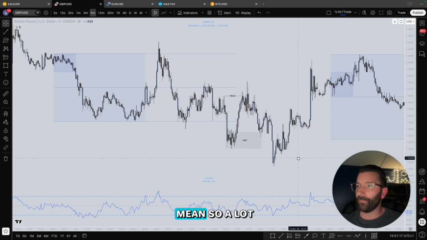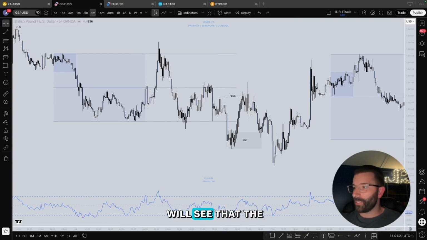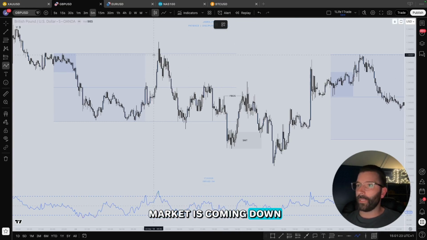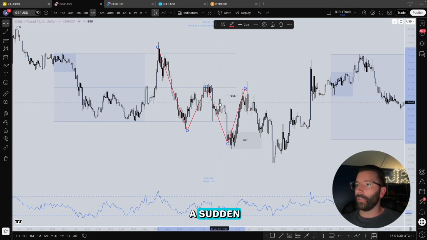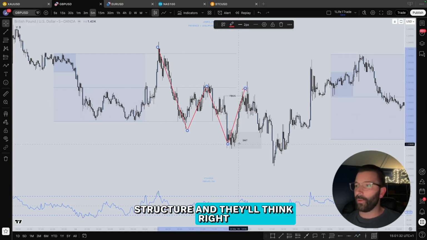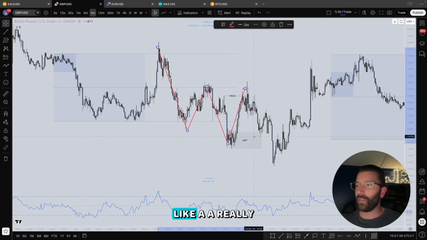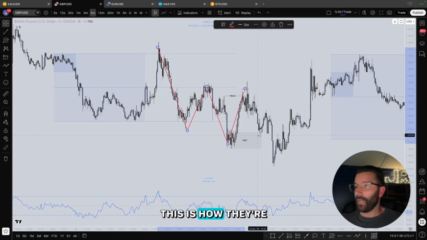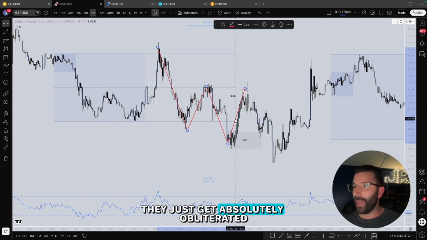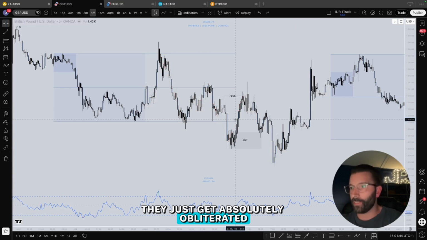Now, what do I mean? A lot of traders will see that the market is coming down, it's coming down, and then all of a sudden they'll see that break of structure and they'll think, right, this is going to be a really good smart money trade. This is how they're going to jump in. This is going to be their entry here. And then look, they just get absolutely obliterated.